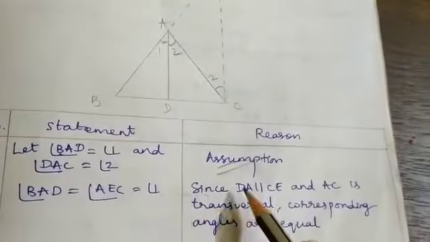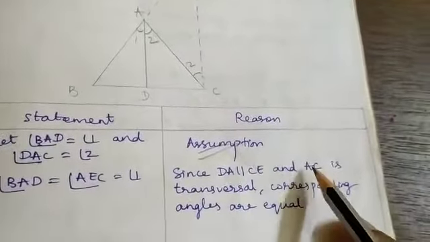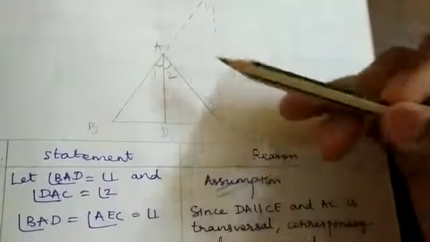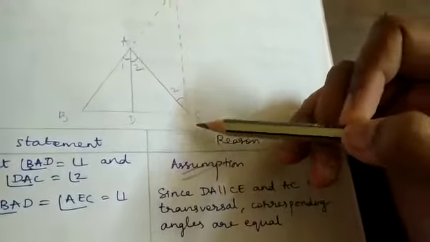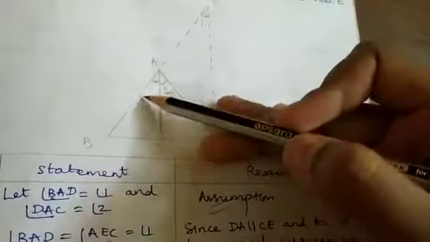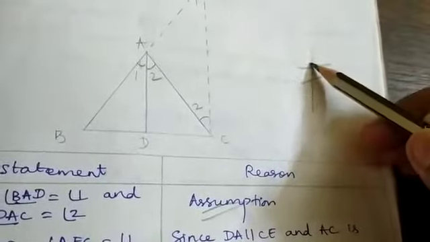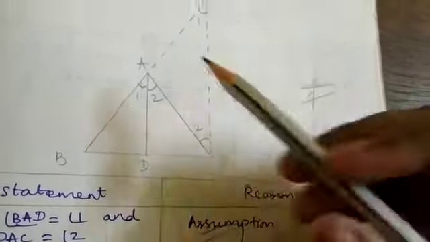Angle BAD equal to angle AEC equal to 1, since DA parallel to CE and AC is a transversal, corresponding angles are equal. DA parallel to CE. Okay. So this angle and this angle are equal, as corresponding angles.